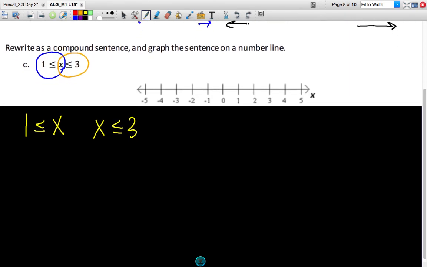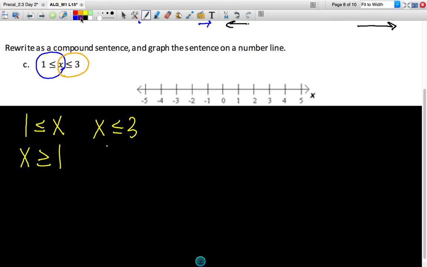We have to graph these, and in order to graph an inequality, we have to have our variable out front. So if we move our variable out front, you have to take the sign in the direction that it is going towards the x. So if you look at this, the symbol is open towards the x, so the symbol needs to stay open towards the x. And this one is already set up nicely. So now we're ready to graph.